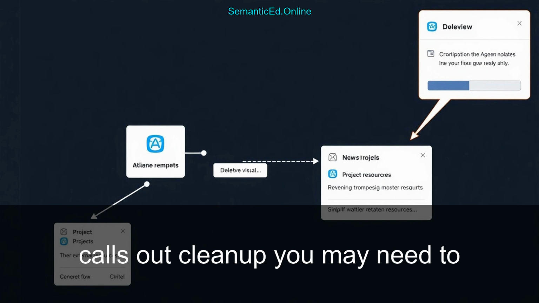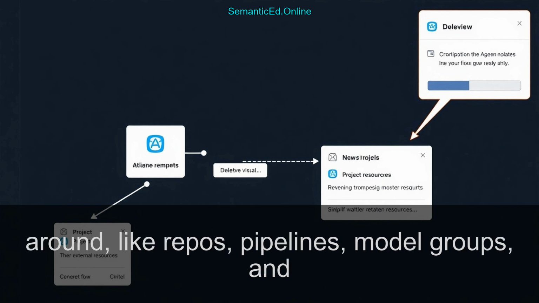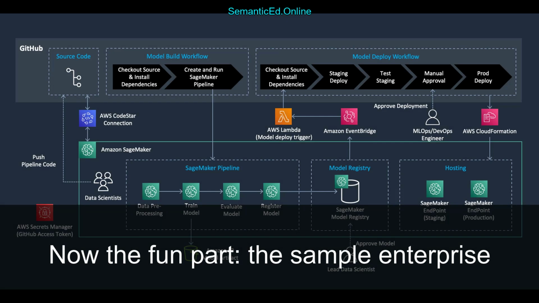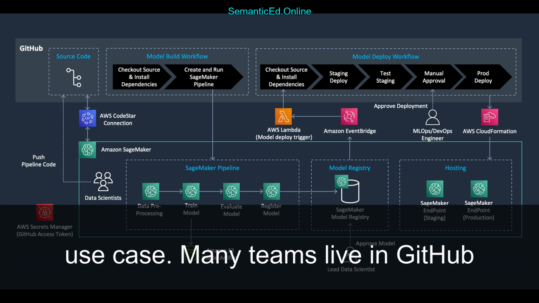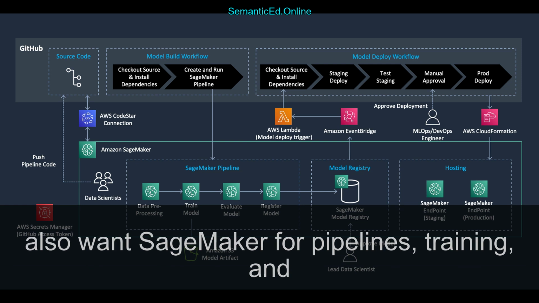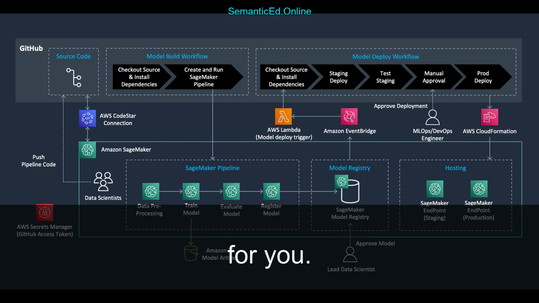But AWS also calls out cleanup you may need to do manually if they are still hanging around, like repos, pipelines, model groups, and endpoints. Now the fun part, the sample enterprise use case. Many teams live in GitHub and want GitHub Actions for CI/CD, but also want SageMaker for pipelines, training, and governance. The template approach provisions the integration for you.